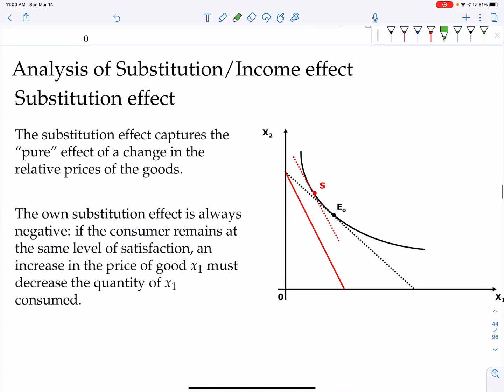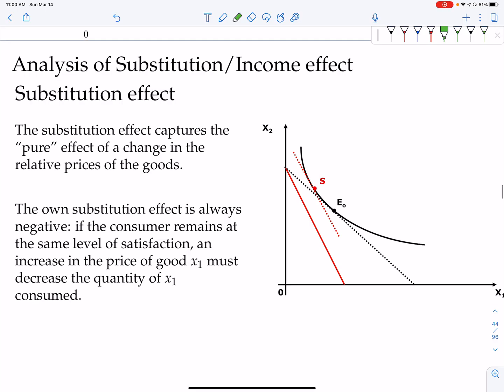So let's think about the substitution and income effect. Okay, so this was the initial budget line, and this is the new budget line.